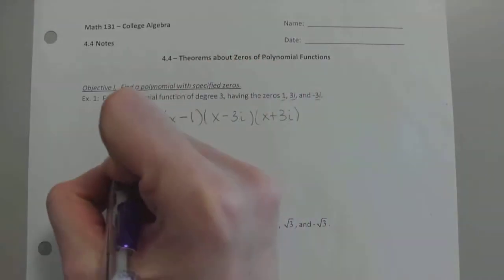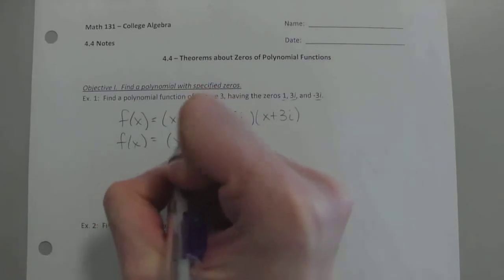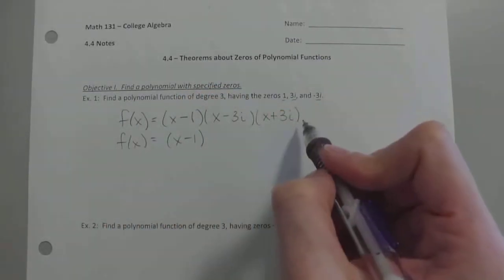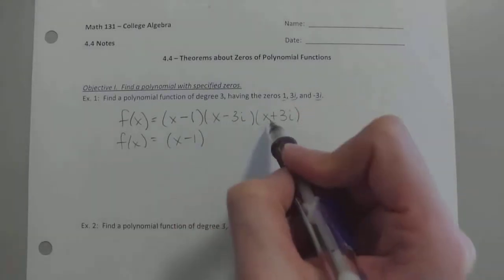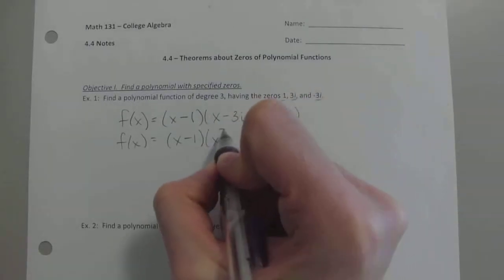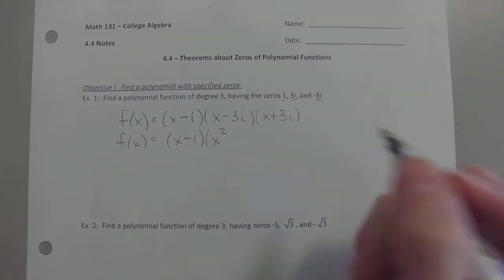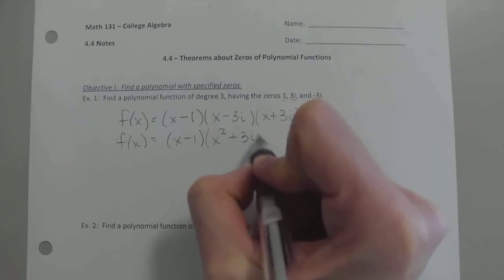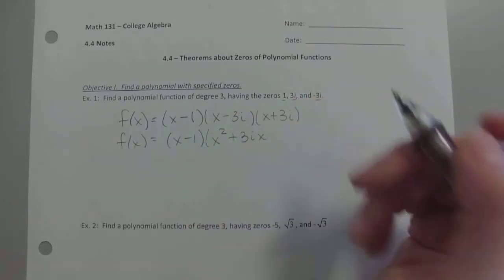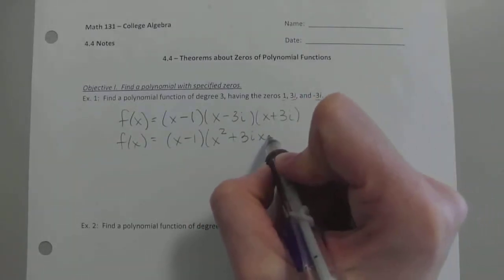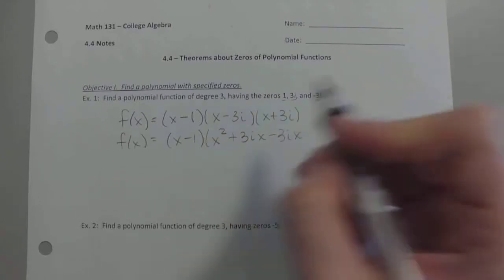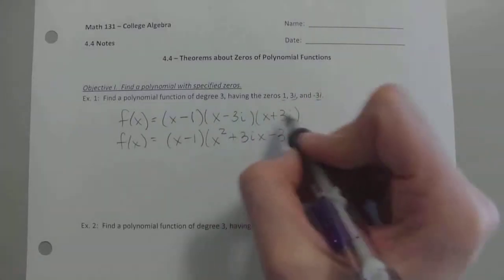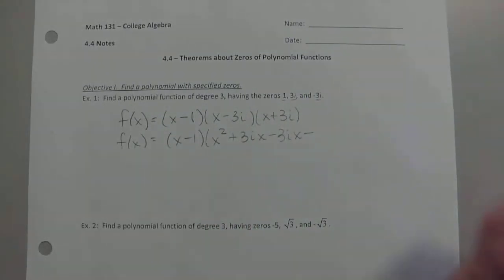So what I do is I let the first term, x minus 1, hang out. Then I distribute these, aka FOIL. So what's x times x? x squared. What's x times a positive 3i? 3ix. Doesn't that look really weird? What's negative 3i times x? Negative 3ix. And then what's negative times a positive? Negative. What's 3i times 3i?